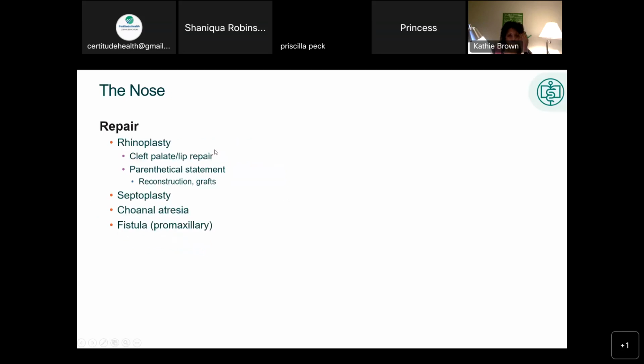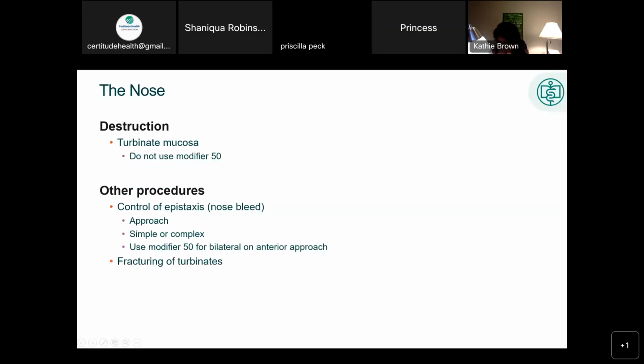I mentioned rhinoplasty earlier, and I talked about plastic surgery as far as cosmetic was concerned, but other reasons they would do it would be to repair a cleft palate, which would require reconstruction and grafts, and then a septoplasty if they're repairing a deviated septum, or a fistula of the nose. Those are some other types of repair that would be performed.